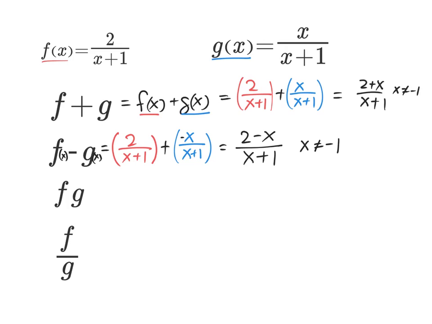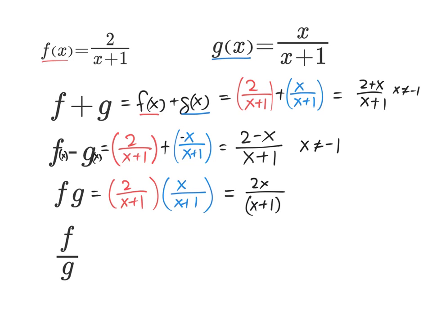F times g. So this is the same thing as saying f times g, which is 2 over x plus 1, and this is when parentheses are really detrimental, x over x plus 1. And then I end up getting 2 times x, which is 2x, over x plus 1 times x plus 1, which is x plus 1 squared. And here, once again, x cannot be negative 1.